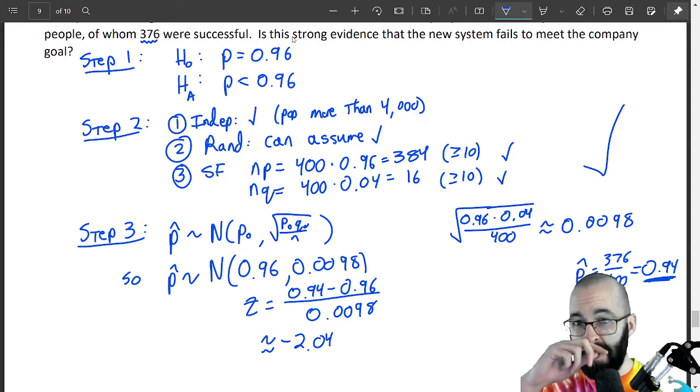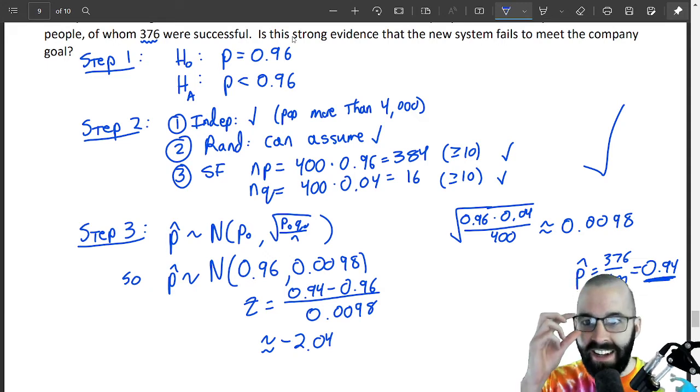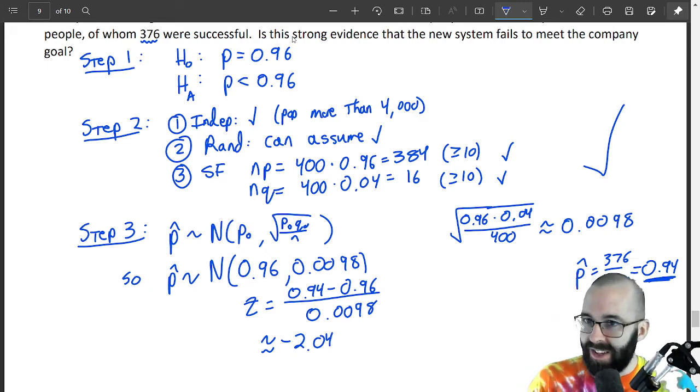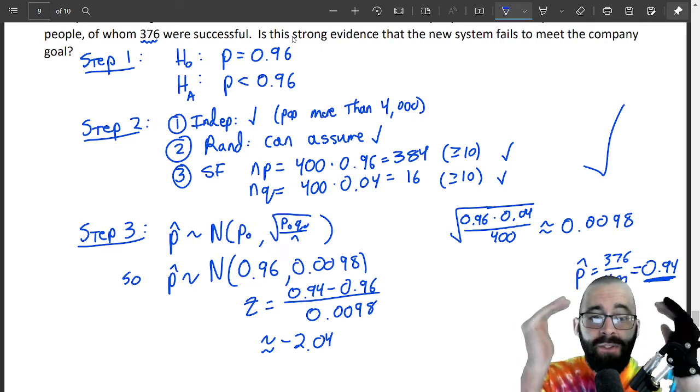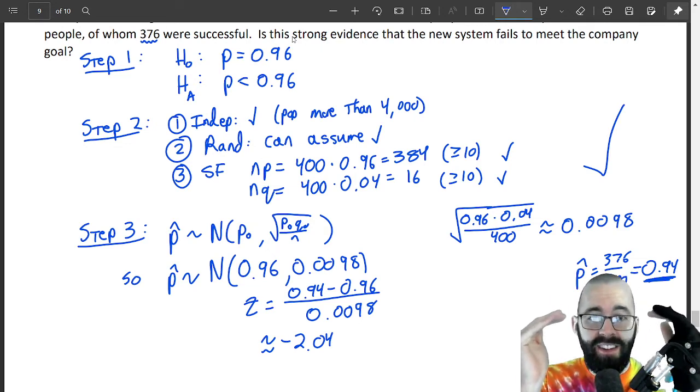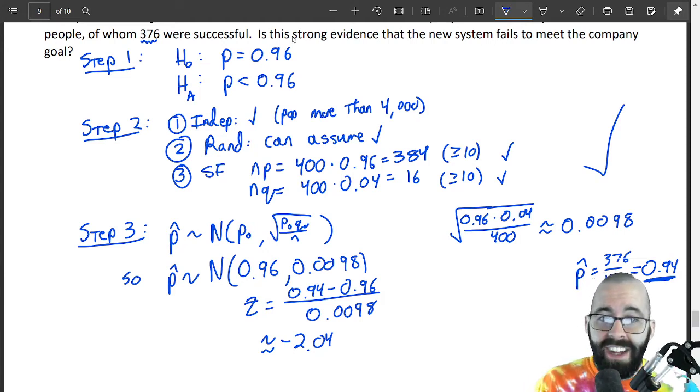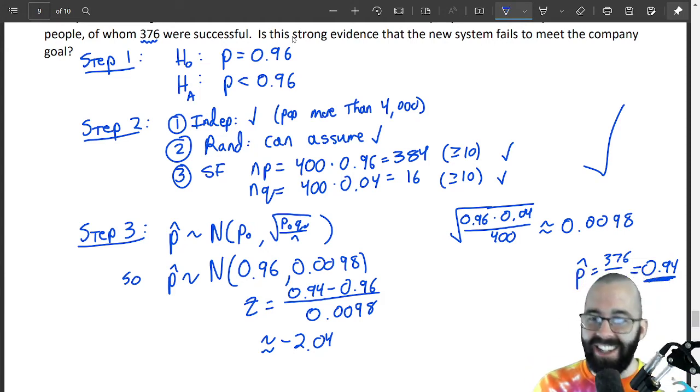Ooh, this is looking bad. Why is this looking bad? We're hoping this is close to the mean. This is a little over 2 standard deviations below the mean. 95% of the data is within 2 standard deviations. So if we're below 2 standard deviations, it's not looking good.